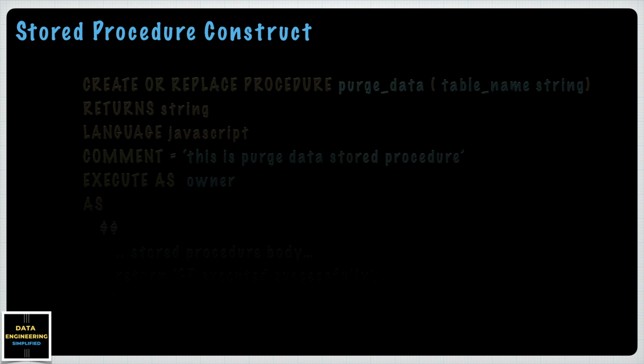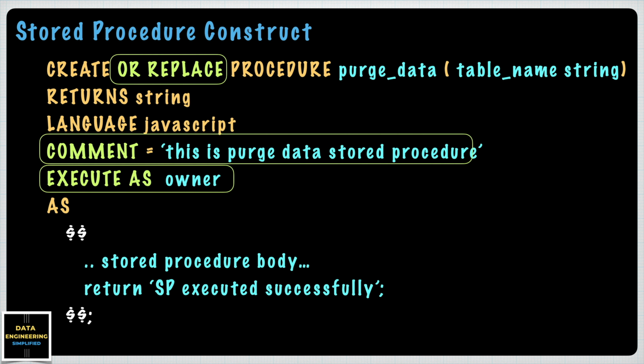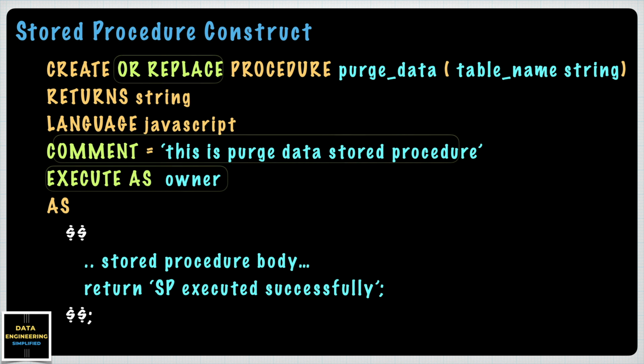Here is a sample stored procedure construct, and this stored procedure is using JavaScript as a programming language for the stored procedure body. The object creation starts with a standard keyword create or replace procedure followed by the procedure name. The keywords like or replace, comment, execute as owner are optional. So it takes a default value if you have not specified it while creating your stored procedure.